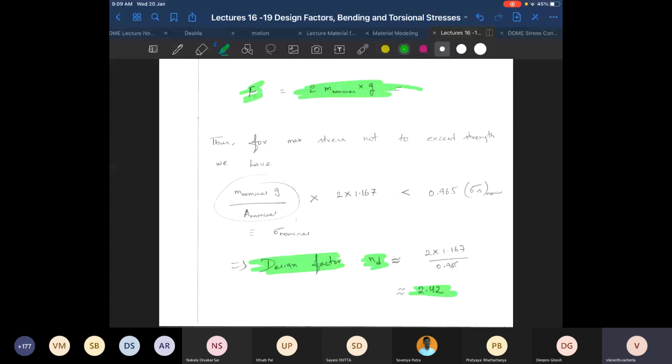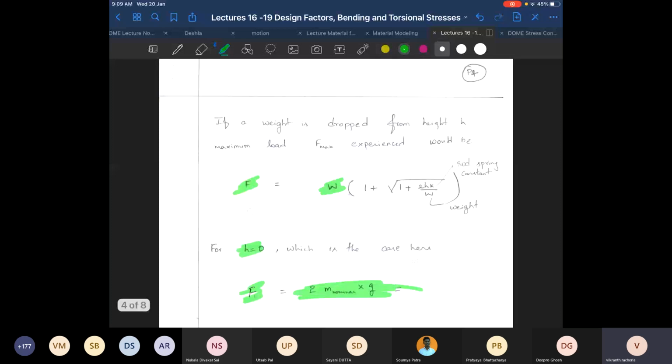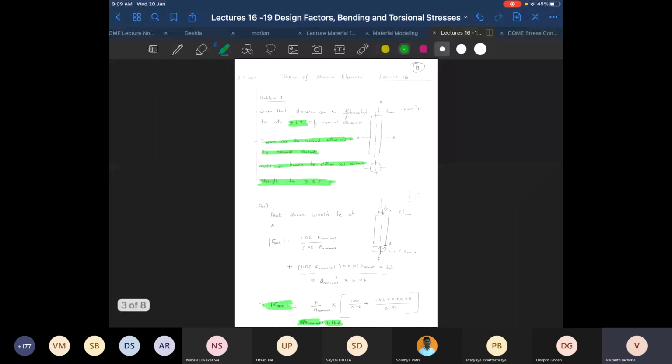So you can take this as a homework problem. I'm going to share the notes, but you solve this particular problem as a homework problem.